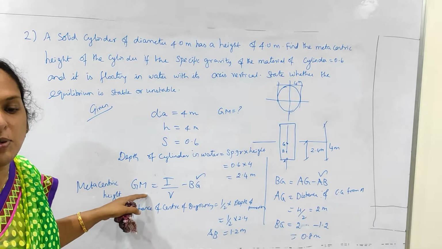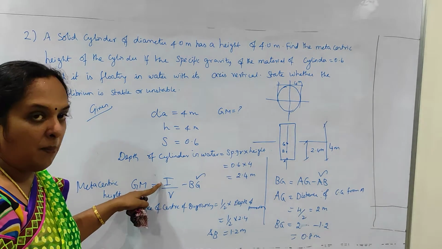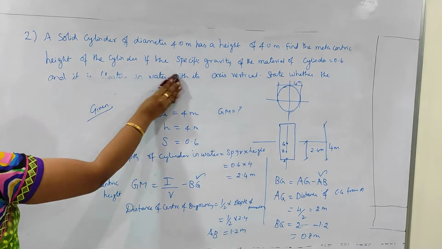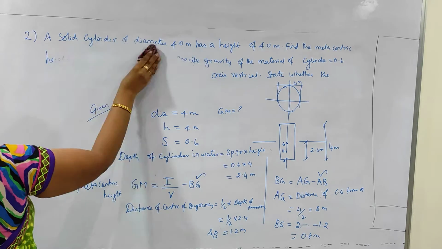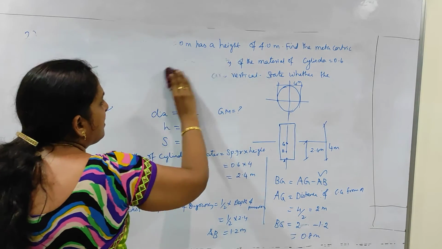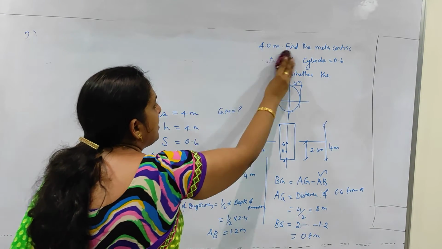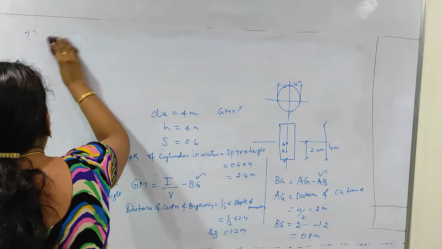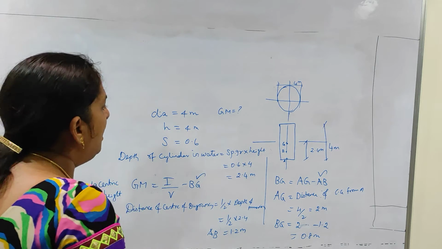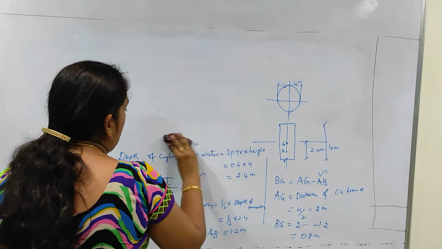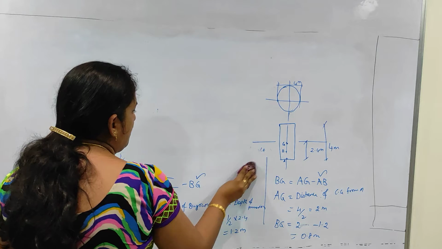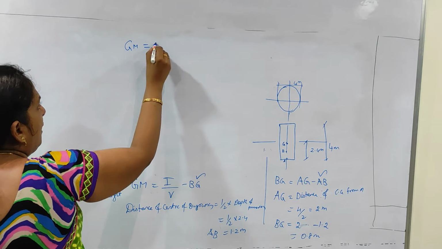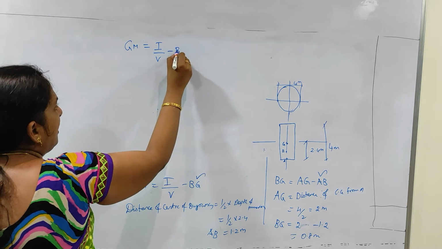Now what are the two unknowns I have? I have to find out the moment of inertia and the volume. Apart from that, they have asked in the question to state whether this body is stable or unstable. They not only asked you to find the metacentric height, they also asked whether the body is in a stable condition or not. So I am just writing here GM is equal to I by V minus BG.